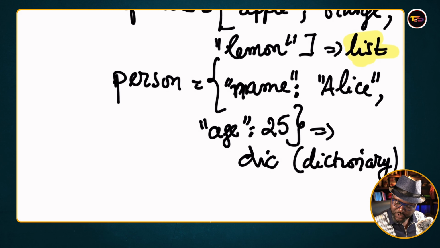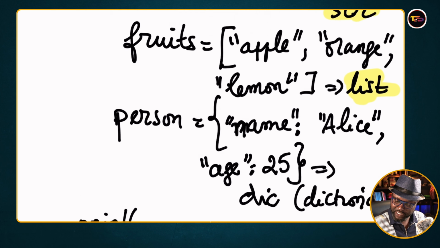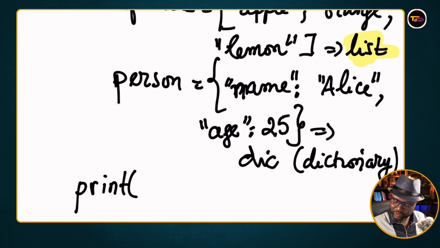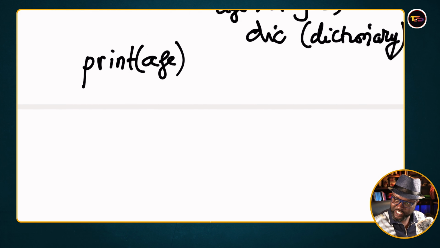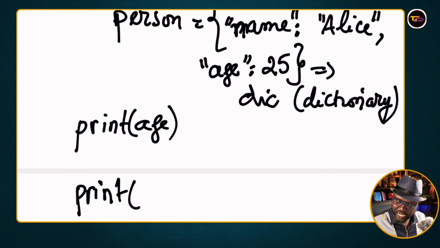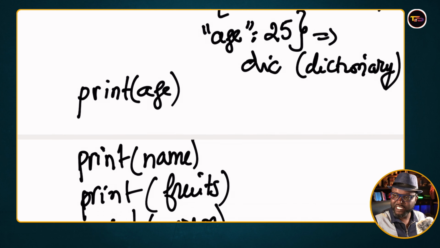And then if you want to print all of this, you just do print. You can start with age. Then you can go on to print name. You can print fruit. Remember, no white spaces after print. You can print person. And let's get to that.